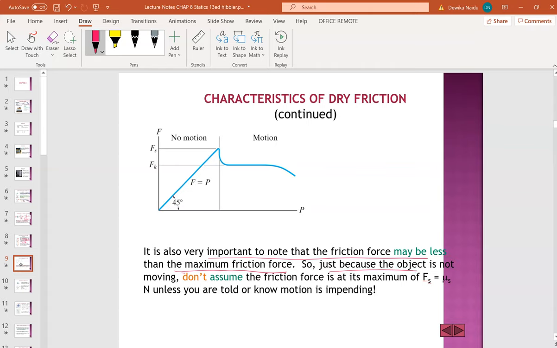Now it is also very important to note that the friction may be less than the maximum friction force. Just because the object is not moving, don't assume the friction force is at the maximum unless you are told that the motion is impending. You don't know whether your Fs is here, here, or here. Until you attain the maximum and the object starts moving, you will never know what the maximum value is. That's what the text is trying to explain.